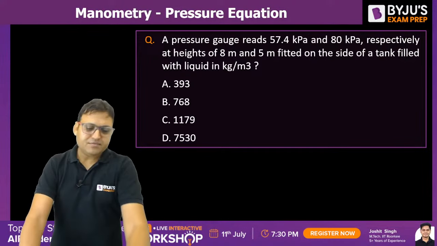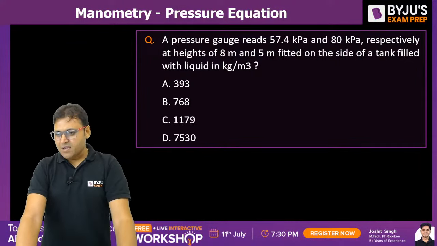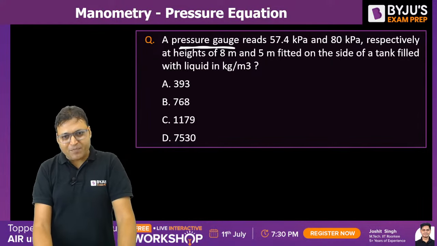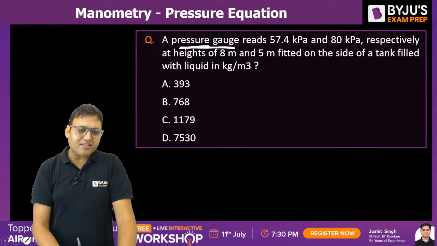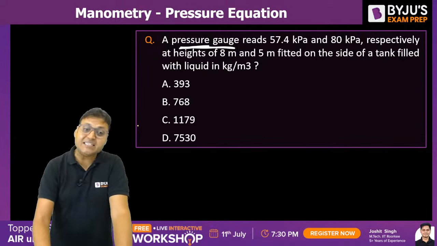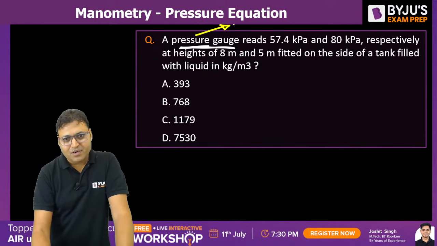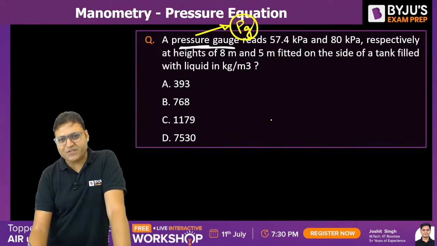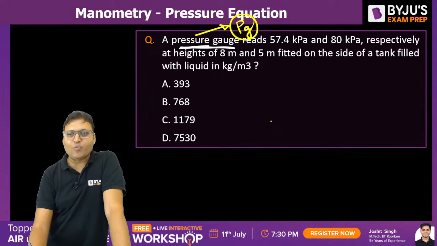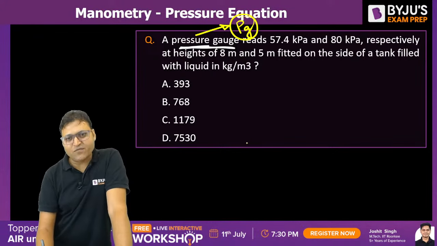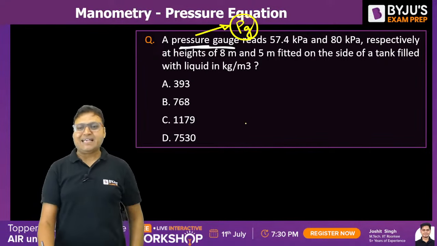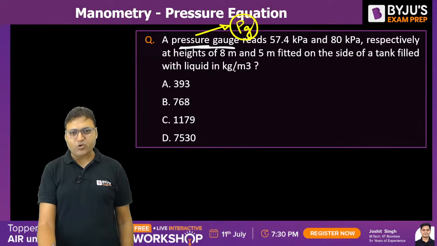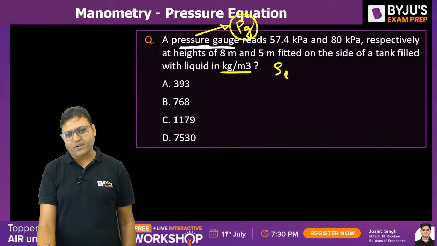The next question. Solve the next one. A pressure gauge. Do you know what is a pressure gauge? Pressure gauge is an instrument which is used to measure the gauge pressure of a fluid. It always measures the gauge pressure. The pressure gauge reads 57.4 kilopascal and 80 kilopascal respectively at heights of 8 meter and 5 meter fitted on the side of a tank filled with liquid in kg per meter cube. We need to find out the density of the liquid.